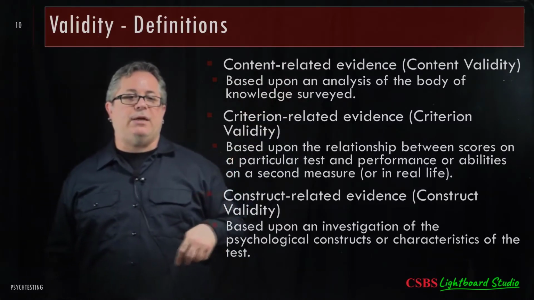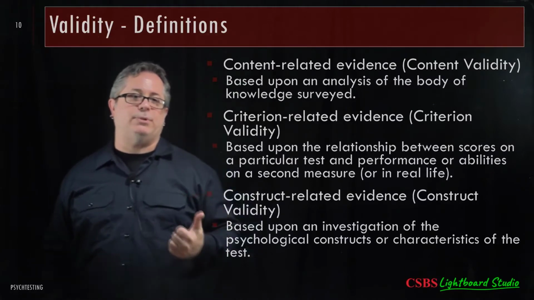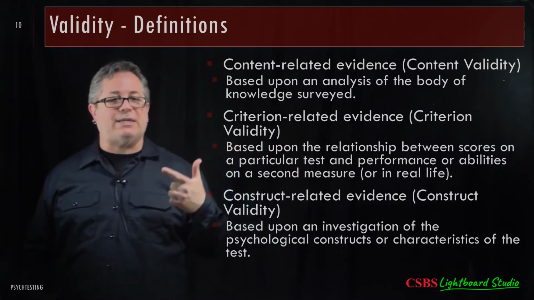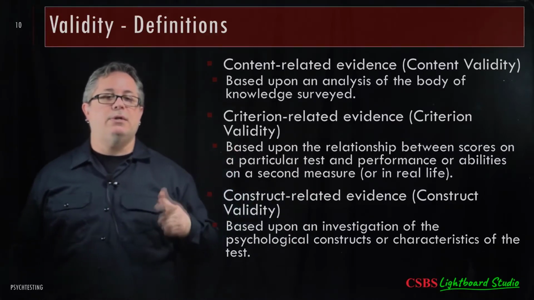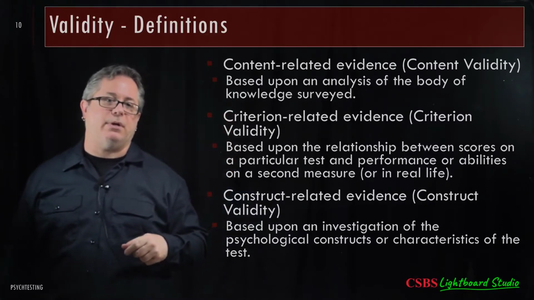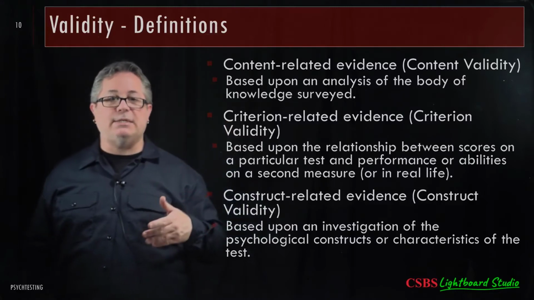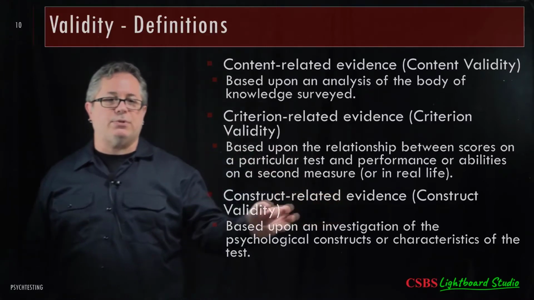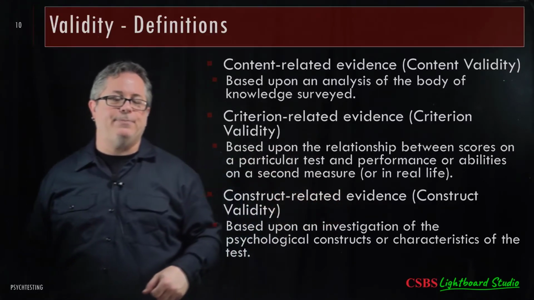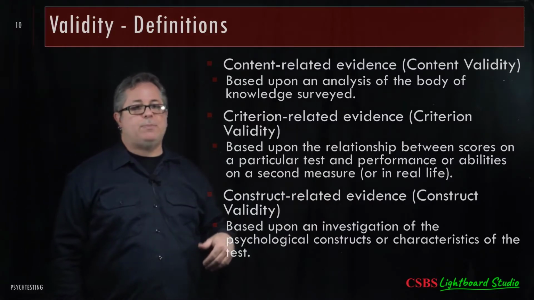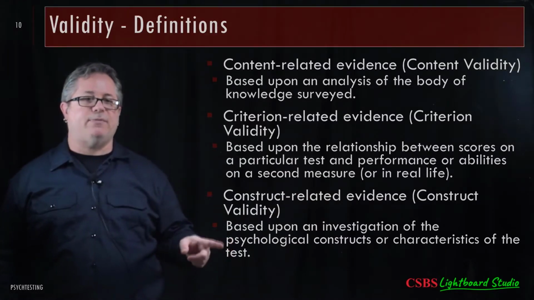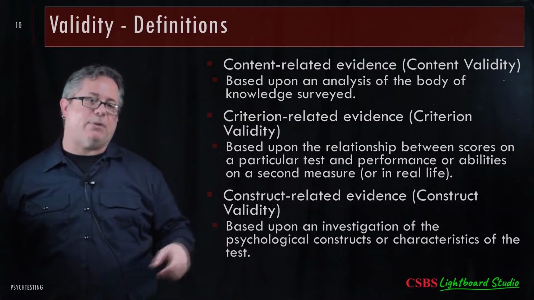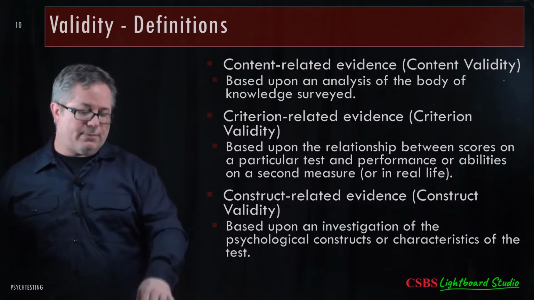Then you have criterion-related evidence, which is based upon the relationship between the scores on a particular test and performance or abilities on a second measure that is more concrete, a criterion that you're using to show that the measure relates to. Again, looking at SAT and GPA, okay? Depression inventory score and a clinical diagnosis by a psychiatrist. Okay. Then you have construct-related evidence, which is based upon the investigation of the psychological constructs or characteristics of the test. All right. So this is now looking at additional evidence about the test itself, and we'll talk more about these as we go forward.